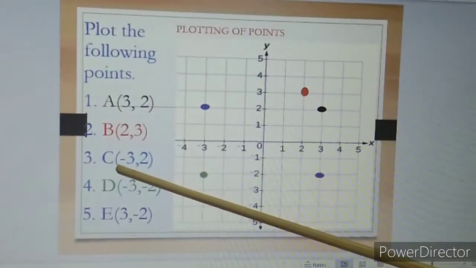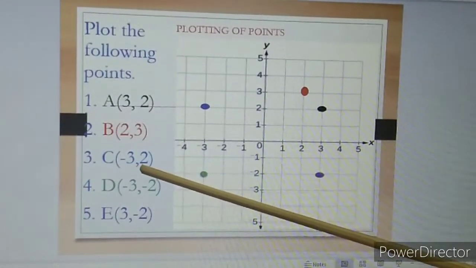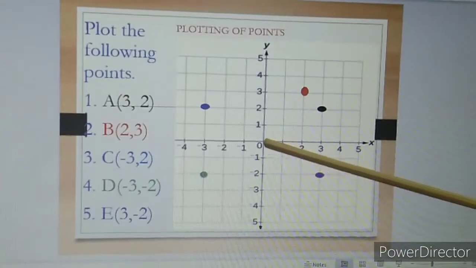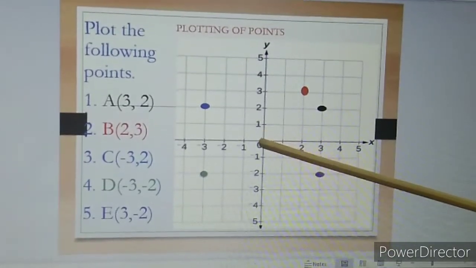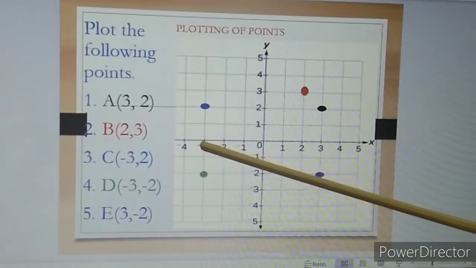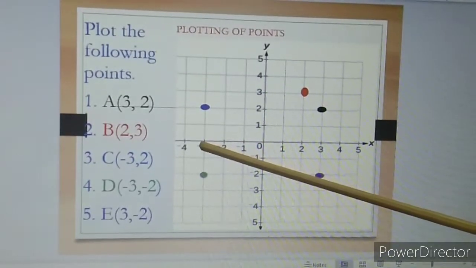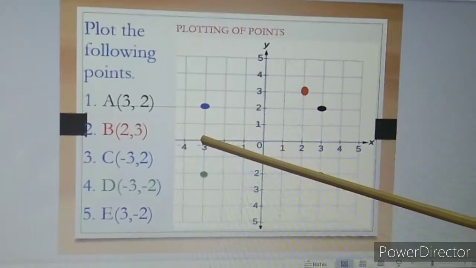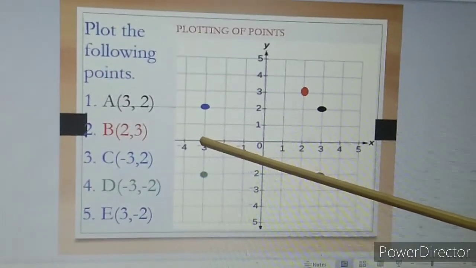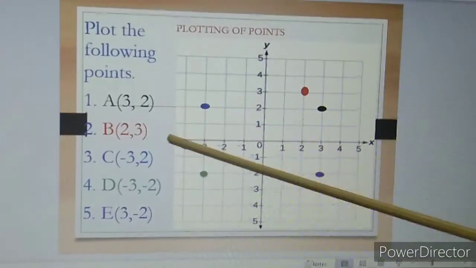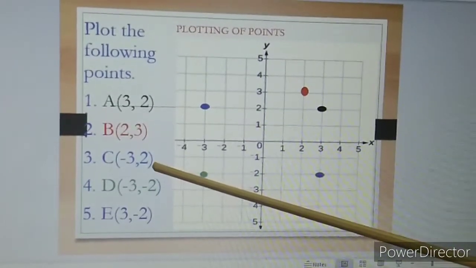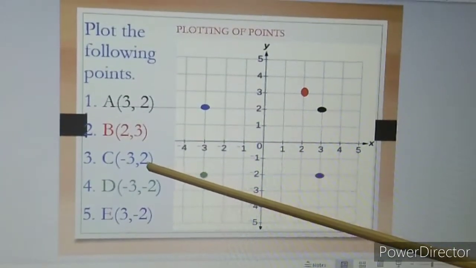Letter C has the coordinates of negative 3, 2. So from the origin, we will count 3 units to the left because this is negative. So negative 1, negative 2, negative 3, and then 2 units up because the ordinate is positive 2. So we have 1, 2. So this point represents point C with coordinates of negative 3, 2.